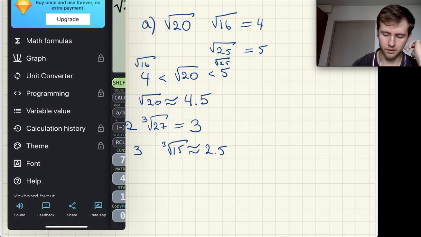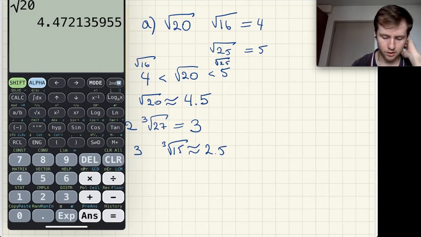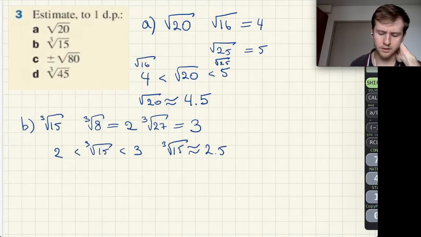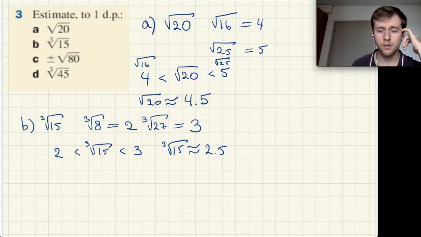Let's try this out. But this one is, you see, getting challenging a little bit. So cube root of 15, yeah, 2.5, 2.46. So around this, they say to one decimal place, around this 2.5.